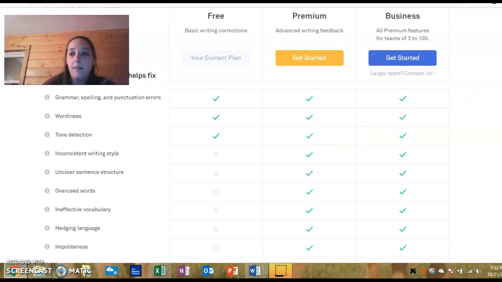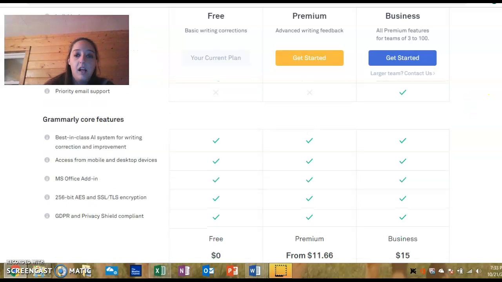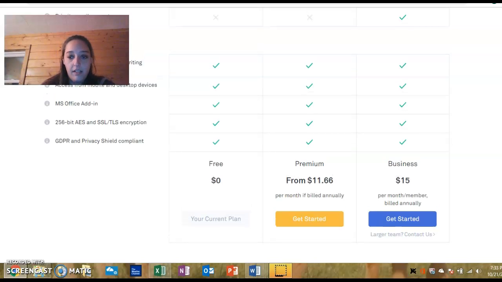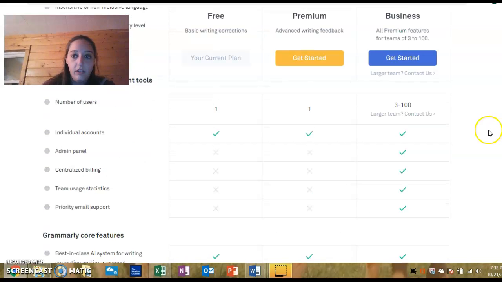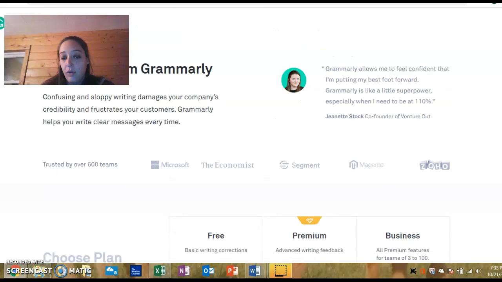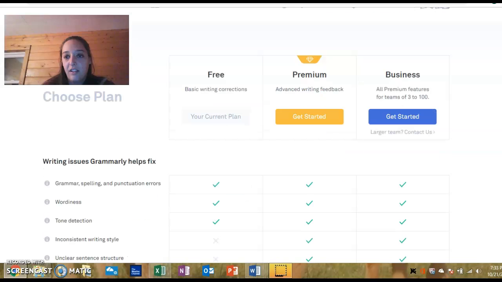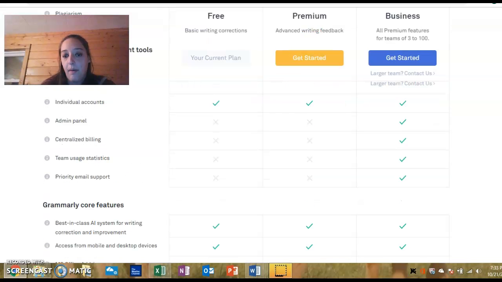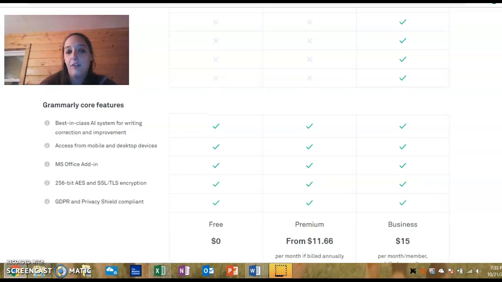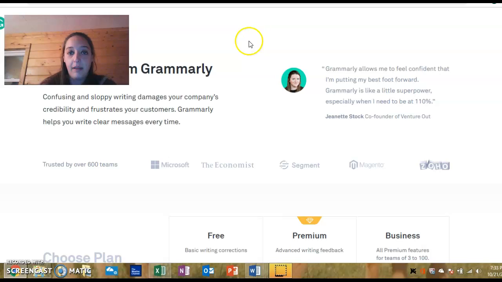So for premium, it's not terribly expensive at all. It's only like $12, and then business is $15. So it's actually very affordable, depending on how much you use it. I don't think there's a limit on how much you can use it, but how much you use it would be a contributing factor, because I wouldn't want to pay for premium or business and only make like 3 emails a month. But free has been working pretty well for me.